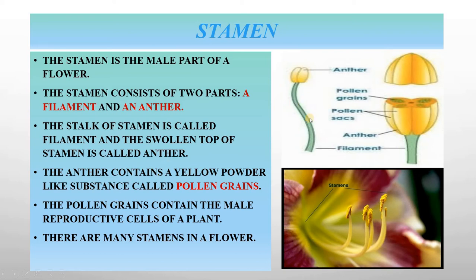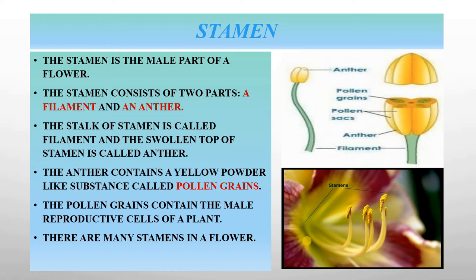Now, the stamen consists of two parts. What are the two parts? Number one is filament and number two is anther. This part is called anther and this tube-like part is called filament. This part is called anther. This part is called what? This part is called the filament. Just follow my cursor.